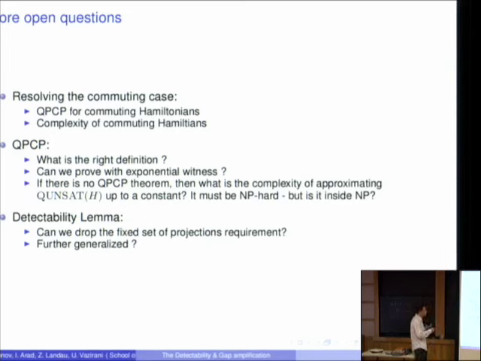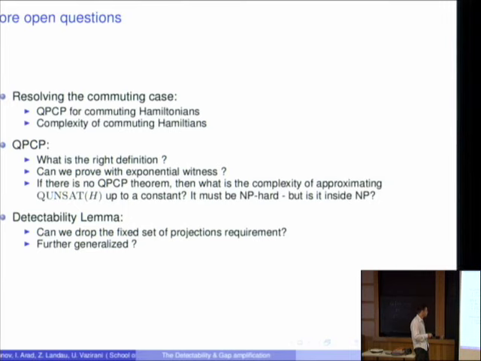But it's still not even known what is the general complexity of the local Hamiltonian problem if the Hamiltonians are commuting. We know that if it is on a graph, for example, it is inside NP. And then there is the question of quantum PCP. For example, we're still not sure what the right definition is. Can we prove it even with an exponential witness? That will also be a great advance. And in particular, suppose there is no quantum PCP, then what is the complexity of approximating this quantity up to a constant? Is it NP? Is it harder than that?